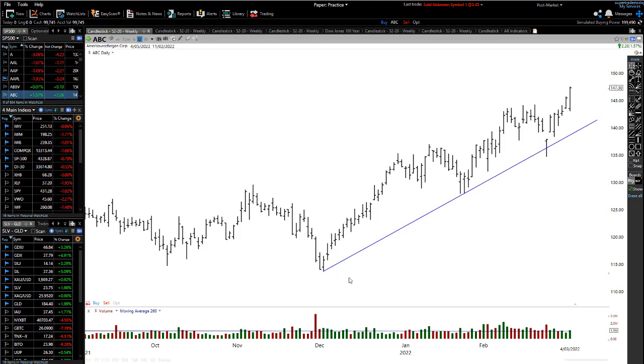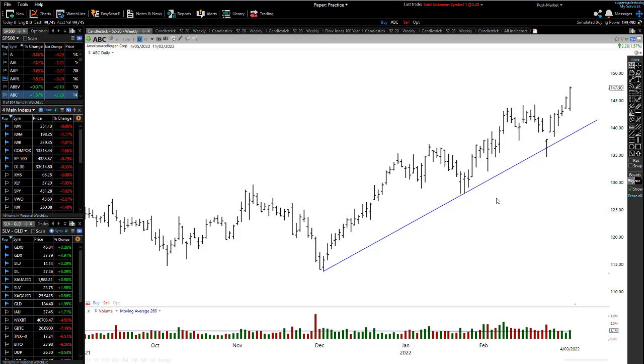Look at this trend line. Bam, and then continuation, all the way. And so it's pretty amazing, pretty powerful stuff.